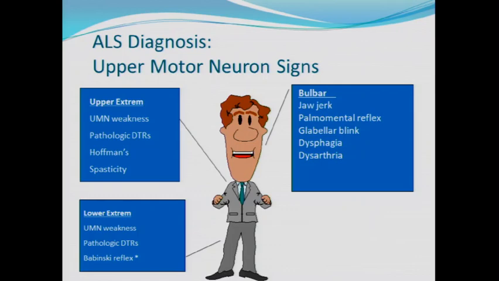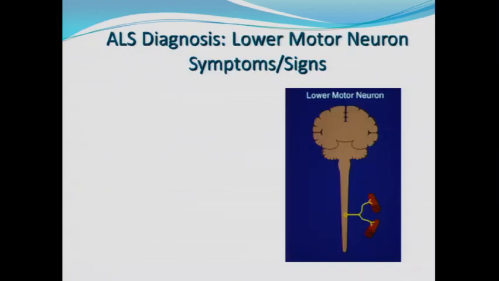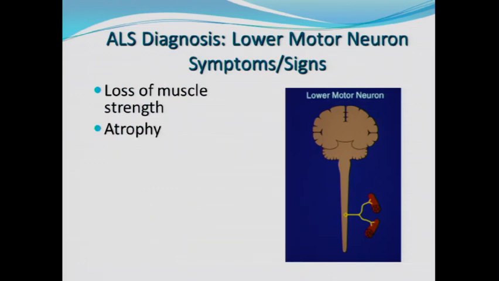Dysphagia and dysarthria are really common in ALS patients. I'll show you a picture of an ALS tongue in a moment, and it's easy to realize why dysphagia and dysarthria would be real prominent. And then those are distinguished from lower motor neuron symptoms and signs, and we have our lower motor neuron here. Loss of muscle strength, atrophy, so that's much more of a sign with lower motor neuron than upper motor neuron.